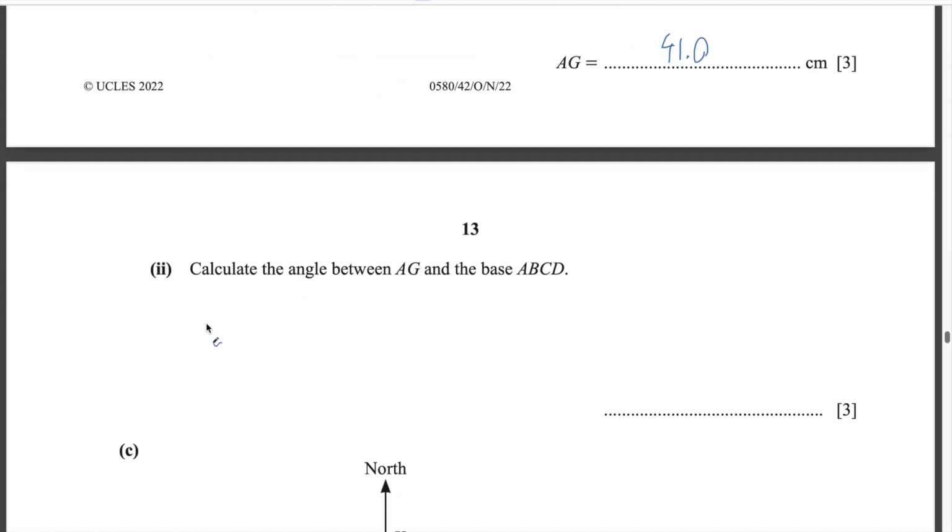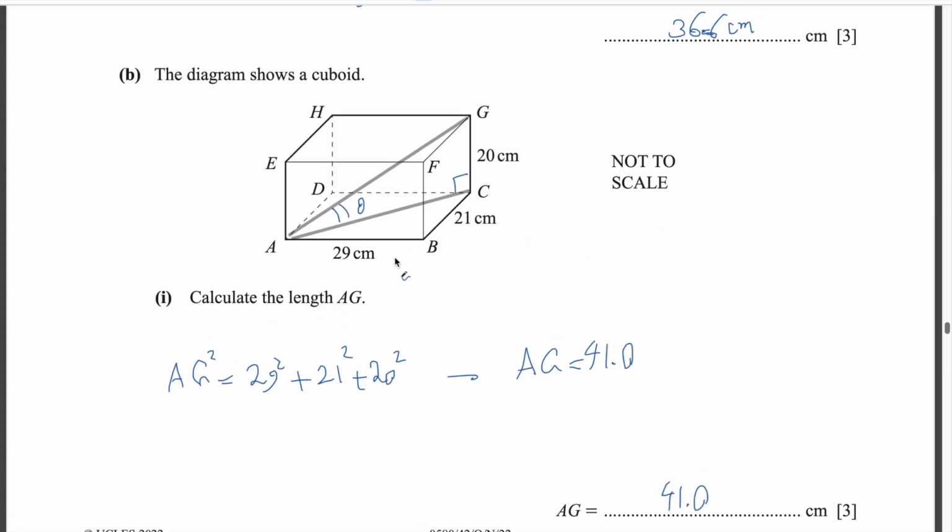I can write sine of theta is equal to opposite, which was 20, over hypotenuse, which is 41, we just found. So theta will be equal to sine inverse of 20 over 41, which is 29.2 degrees, this angle.